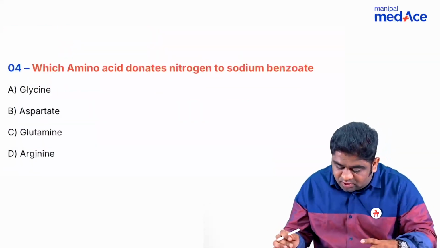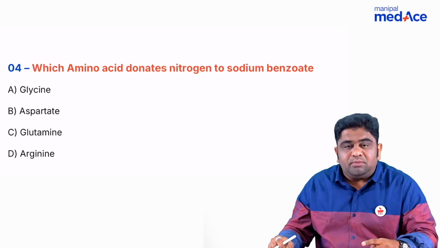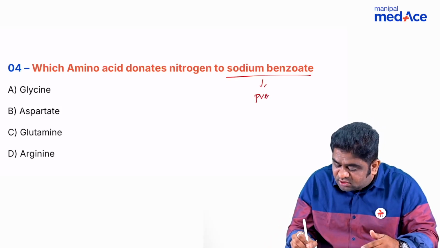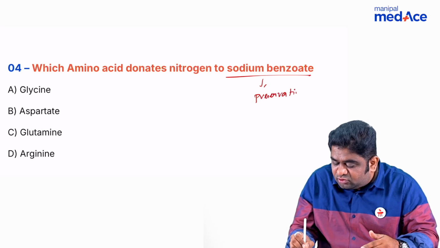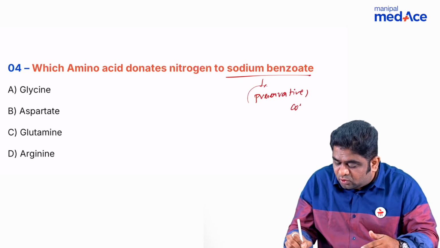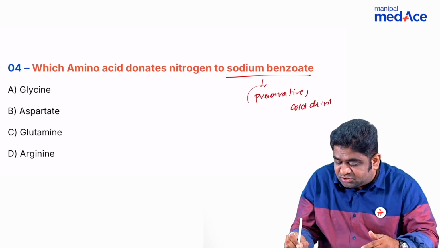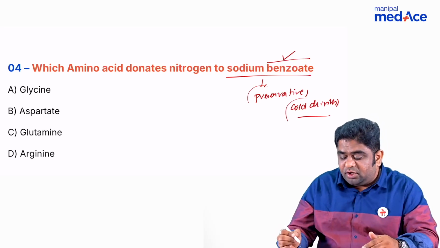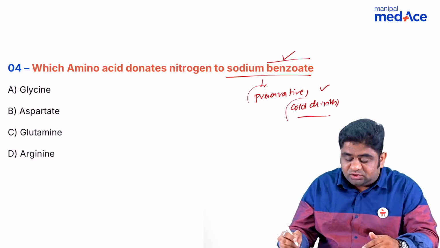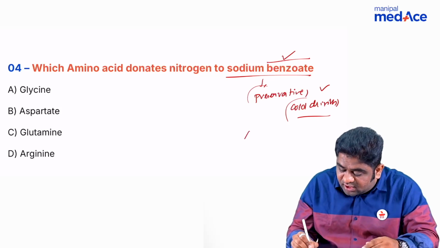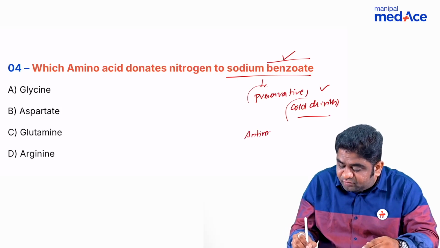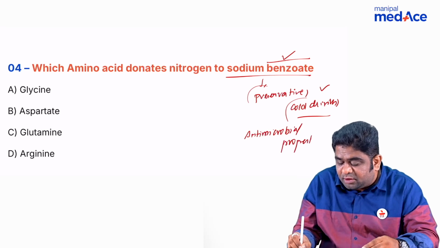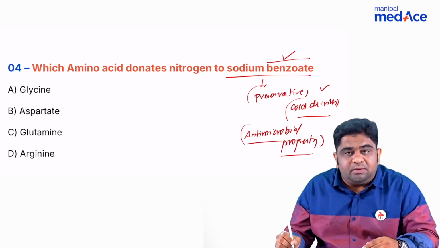Okay, which amino acid donates nitrogen to sodium benzoate? See, sodium benzoate can be used as a preservative in many food substances and also cold drinks or beverages. So whenever a human being is actually taking benzoic acid in the form of sodium benzoate, it can come through processed foods. At the same time, benzoic acid can have antimicrobial property, an antifungal property, to be precise, where it can help in scabies also.